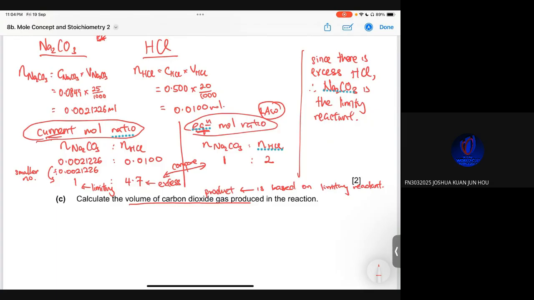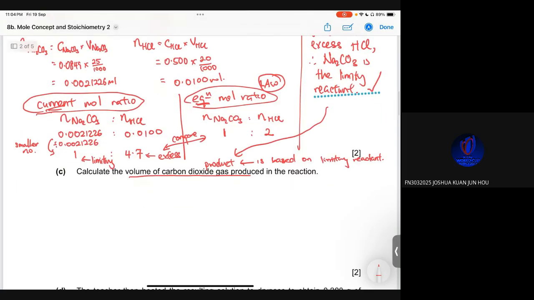Okay, so that's why all your calculations are always based on the limiting reactant. Therefore, finding the limiting reactant is important so that you can find the amount of products formed. Okay, so enough of nagging already. Now let's go and do this.